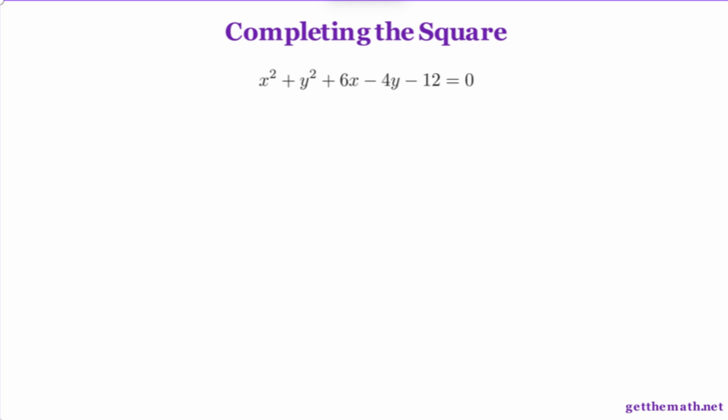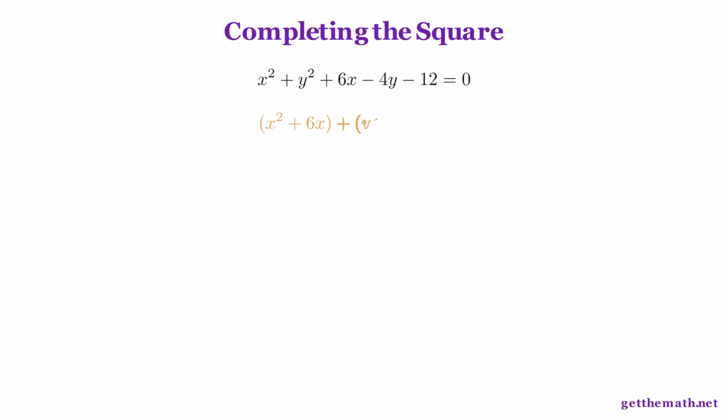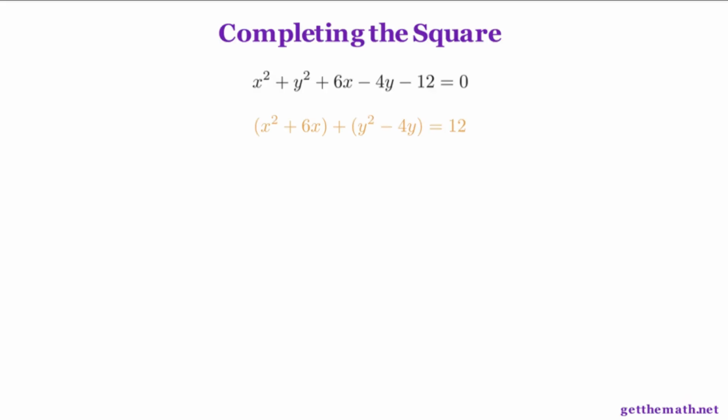Let's say you have x squared plus y squared plus 6x minus 4y minus 12 equals 0. Step 1. Group the x terms and y terms together. x squared plus 6x plus y squared minus 4y equals 12.